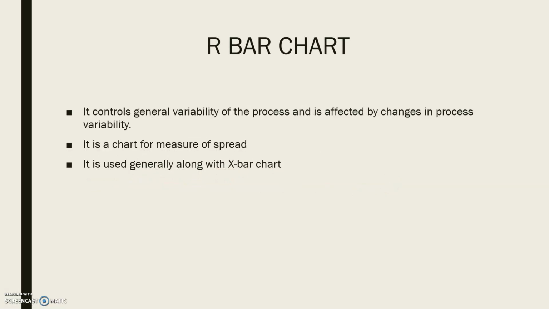For R-bar chart, it controls general variability of the process and is affected by change in process variability. It is a chart for measure of spread. It is used generally along with X-bar chart.